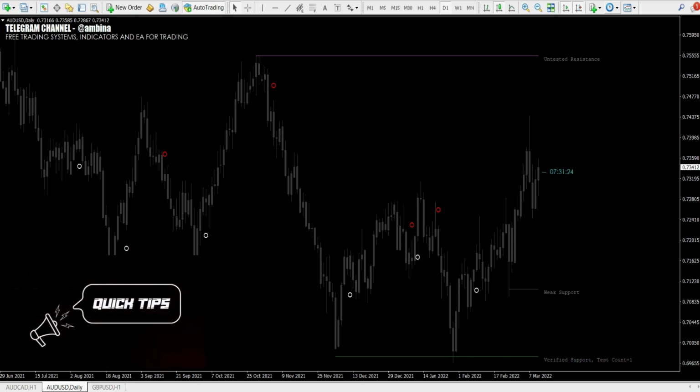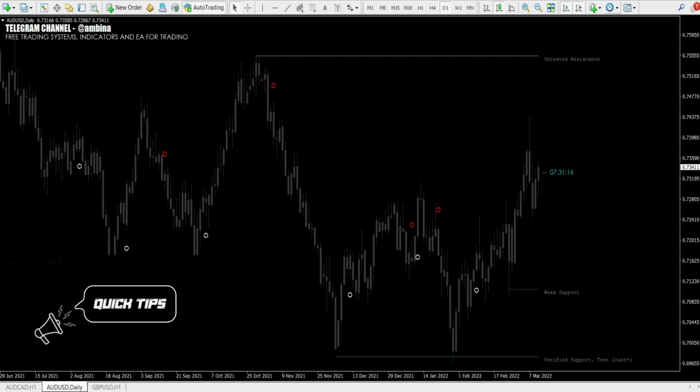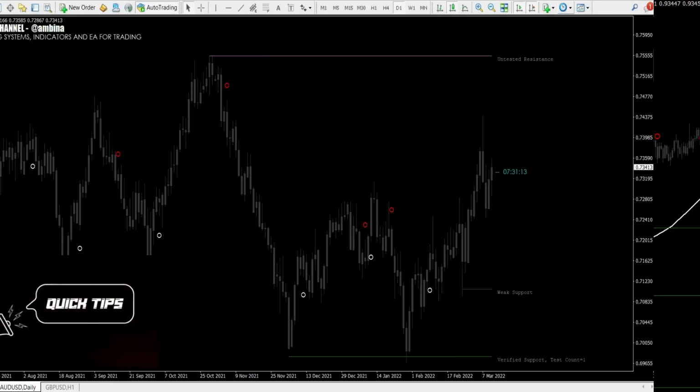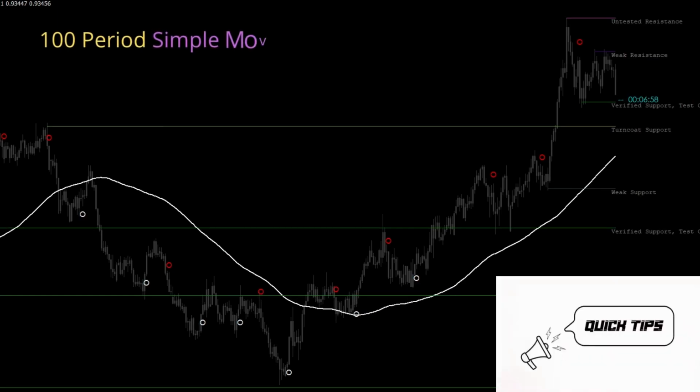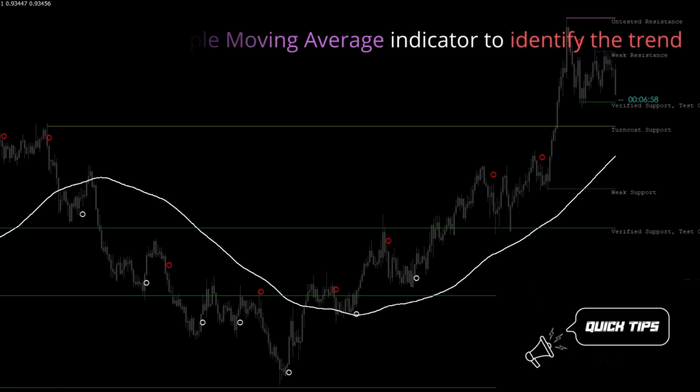Now it's time for quick tips for increasing the winning ratio and reducing loss signal risk. As per our indicator signal analysis, we have understood one thing: when we take trades with the trend, our winning ratio increases. So I recommend you use the 100-period simple moving average indicator to identify the trend while using the signals of this indicator.